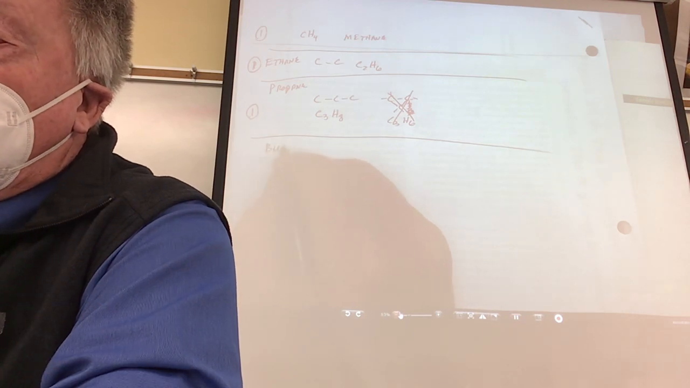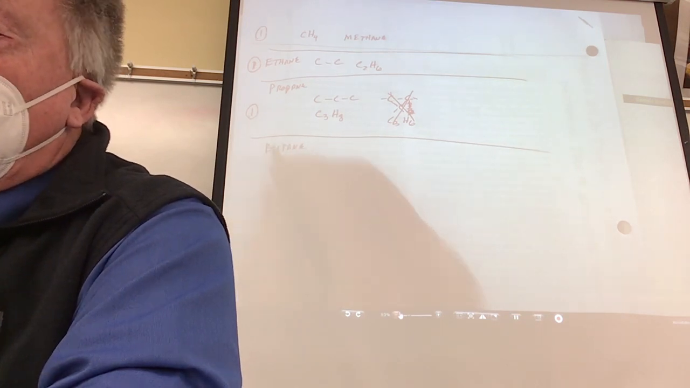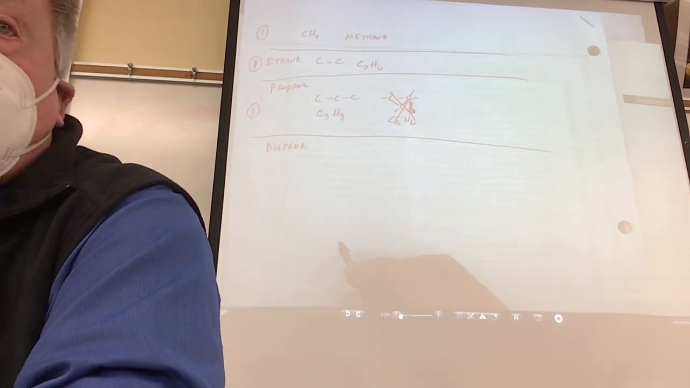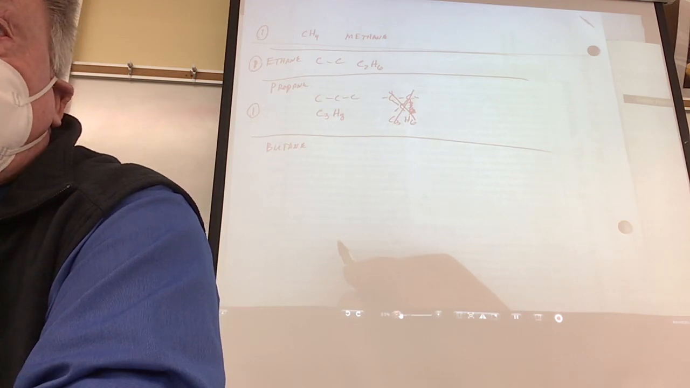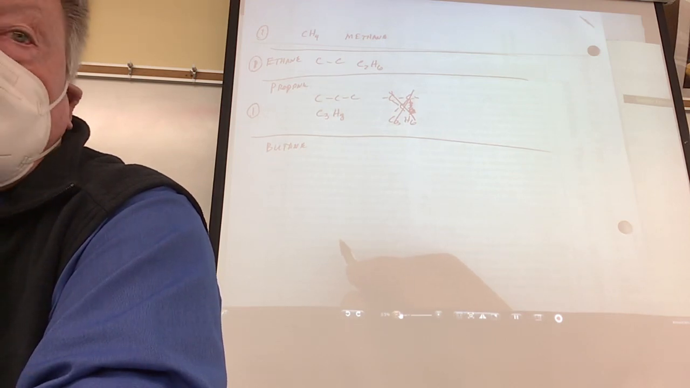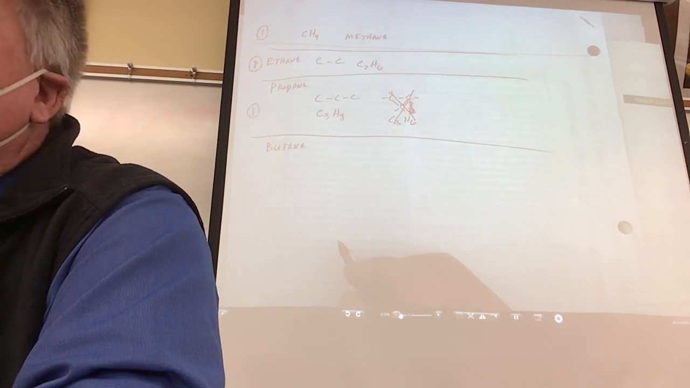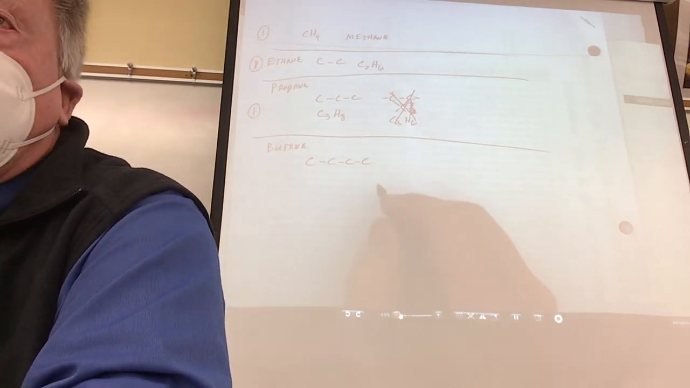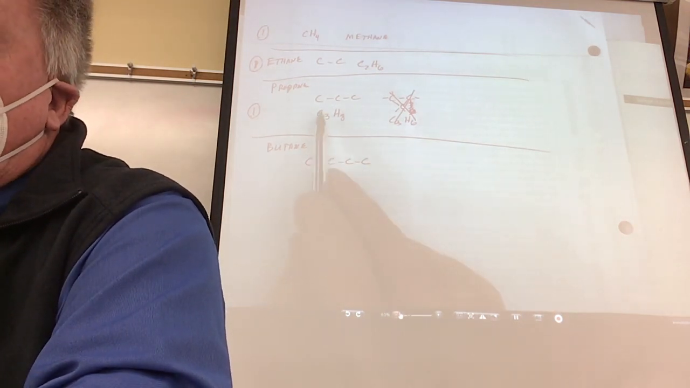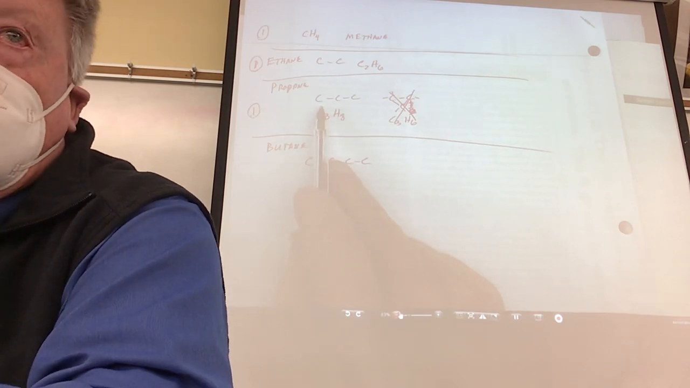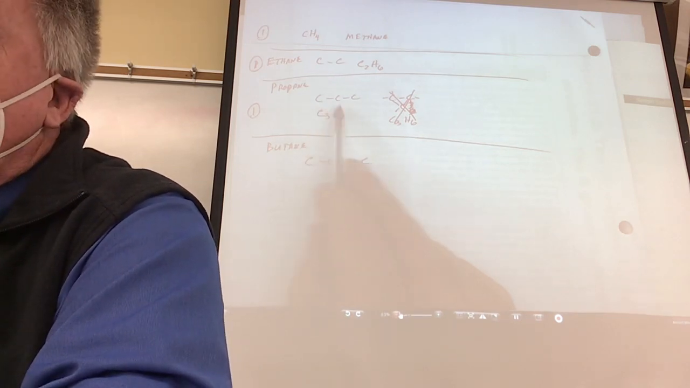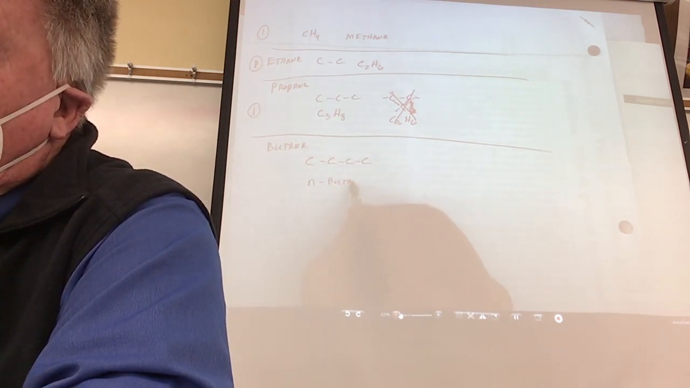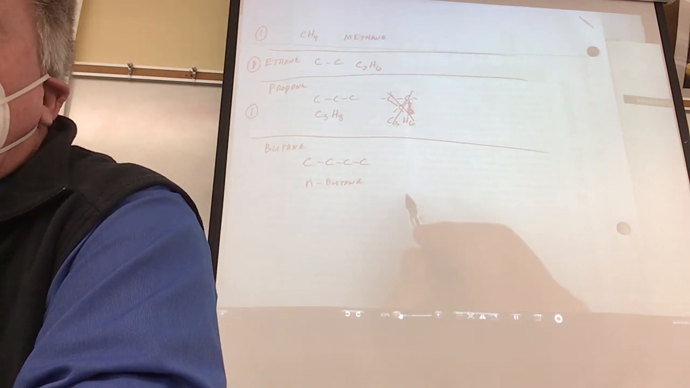Here we go. Butane. All right, draw and name all the isomers of butane. And remember, I didn't have to say n-propane here because there is no other isomer. I didn't have to tell you which one it is. There's only one. But here I do have to tell you that this is n-butane. Are there any others? Yes.